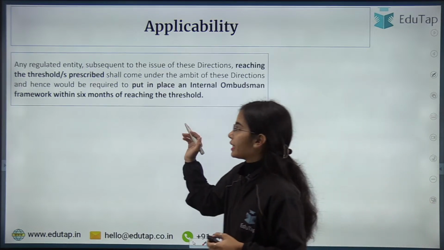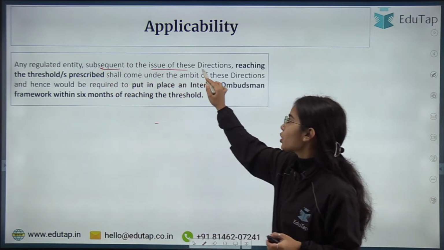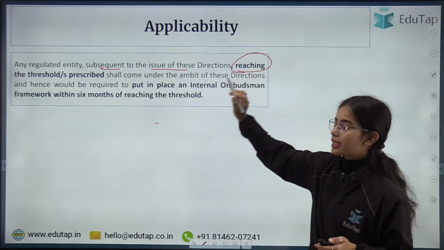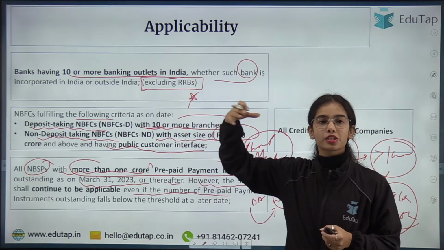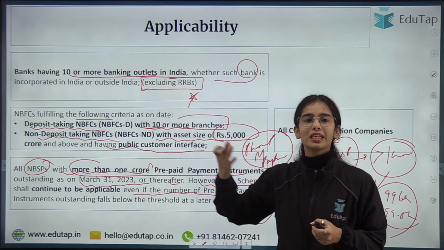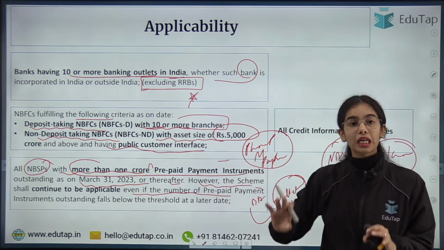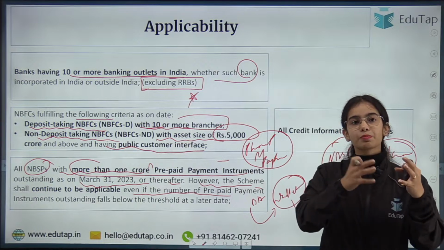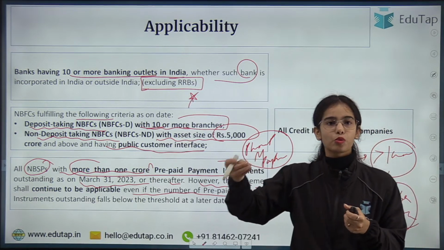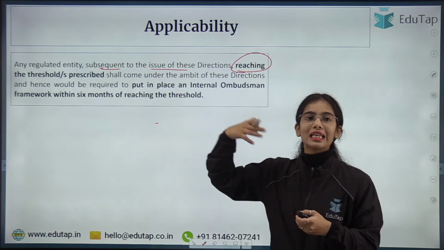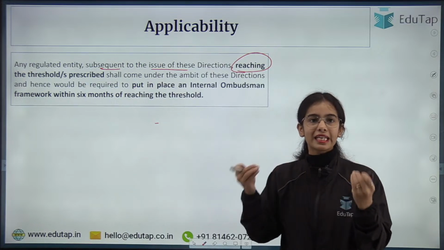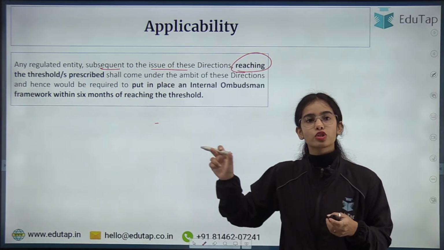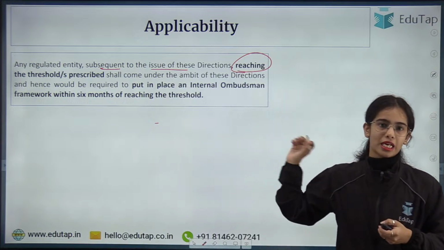So any regulated entity subsequent to the issue of these directions reaching the threshold, let's say a bank, when the master direction was released, the bank only had 5 banking outlets, but now the bank is expanding and this particular bank has got 10 or more banking outlets. So on a later date also you are getting under the applicability, so you will have to start following the directions. So that is the idea.